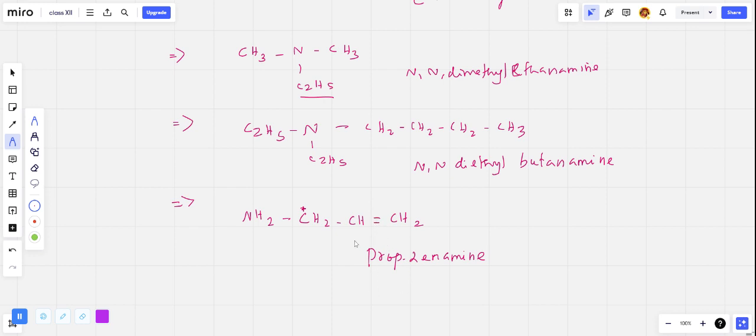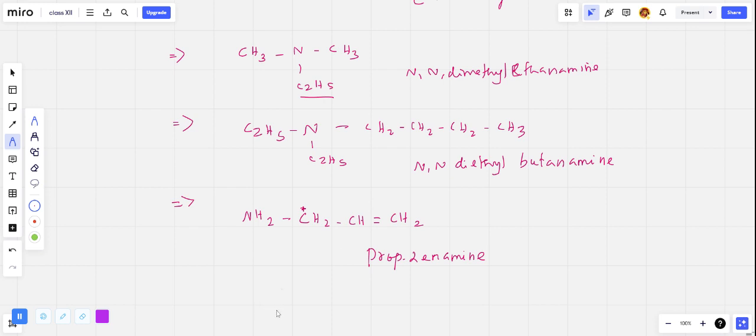In the second position, the double bond is there. First carbon, this is the second carbon, and in the second carbon the double bond is there. So prop-2-en-amine. Because the functional group is attached here, we have to give the lowest number. So this is number one, this is number two, and this one is number three.